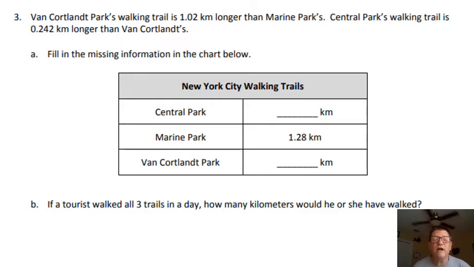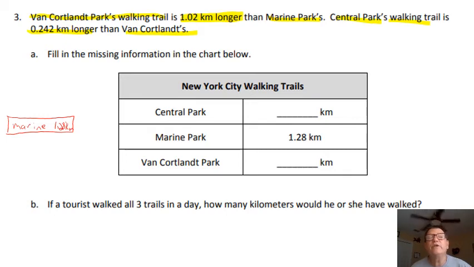All right, so now I'm going to highlight some important information I have down here. So I know Van Cortlandt Park is 1 2/10 longer than Marine's. Central Park's walking trail is longer than Van Cortlandt's. So I'm going to come over here and I'm going to try to draw me a tape diagram. And I'm going to start with, since I have this Marine Park, so I'm going to try to draw a tape diagram. And I know this one here is Marine Park, and it's 1.28 kilometers.